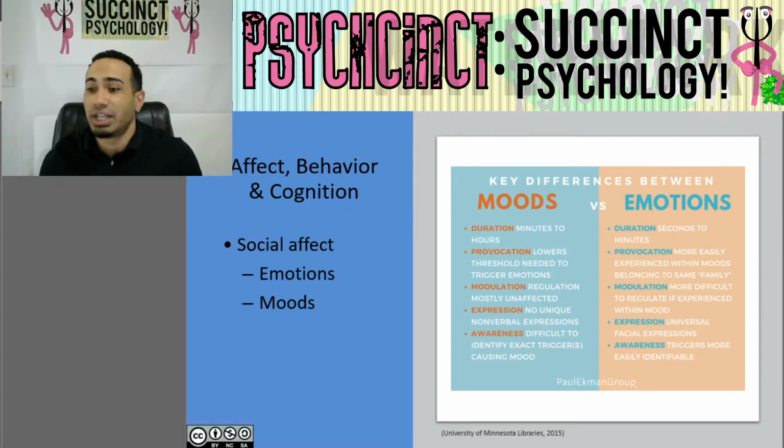And then we have things here such as expression. There's no unique nonverbal expressions for moods the same way they are for emotions. Emotions have universal facial expressions. When someone's mad, when someone's sad, when someone's happy, it's a universal expression that most people can identify on another person. And then, of course, we also have things such as awareness. It's difficult to pinpoint what might cause a mood, what are the exact triggers and causes of that, versus an emotion where we tend to know what caused that specific emotion. So the triggers are more easily identifiable.